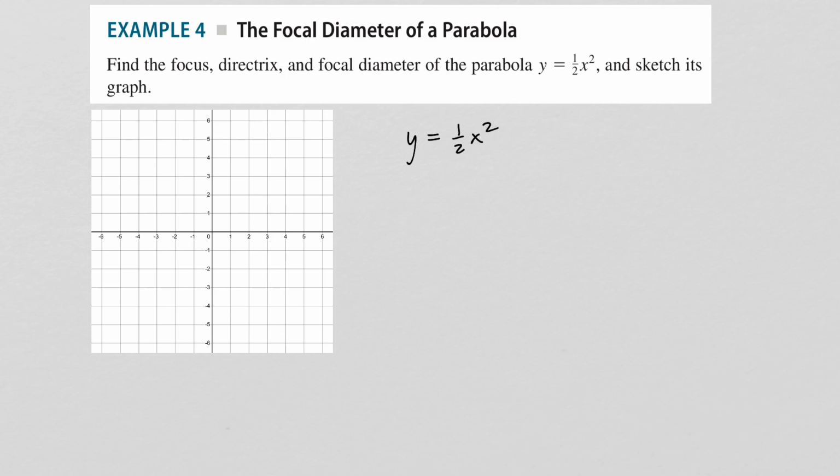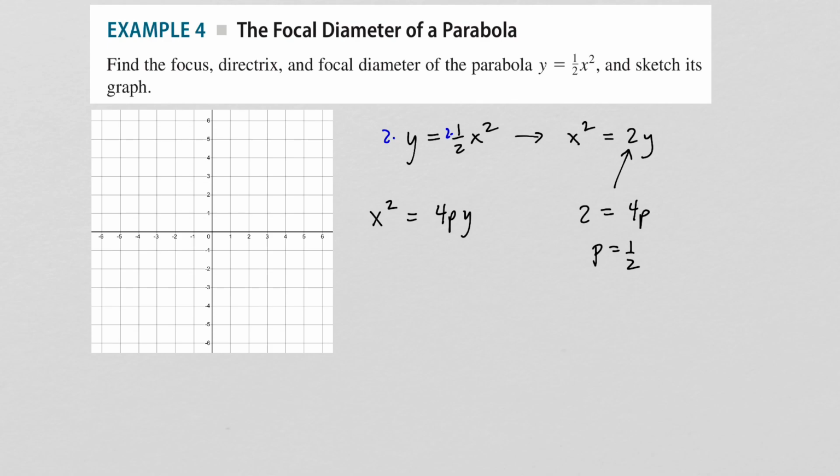Remember, for a parabola in this context, we always want it to be solved for the squared variable. So we need to express it as x squared is equal to 4p times y. To do that here, I'm going to multiply both sides by 2. And if we do that, we get x squared is equal to 2y. So this number right here, that 2, must be equal to 4p, which means p is equal to 1/2.